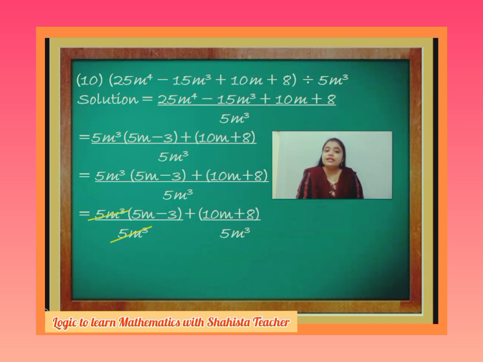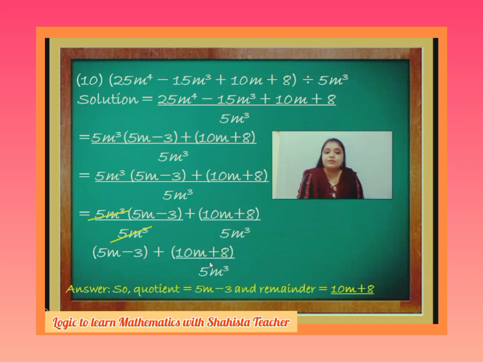That means this will remain as it is. Is that clear? So this will be the remainder, and 5m minus 3 is the quotient. Is that clear? So here 5m minus 3 plus 10m plus 8 upon 5m cube. This is the quotient and this is the remainder. So the quotient is 5m minus 3 and the remainder is 10m plus 8 upon 5m cube. Is that clear? So this is the remainder and this is the quotient. So in this way we have completed practice set 10.1.